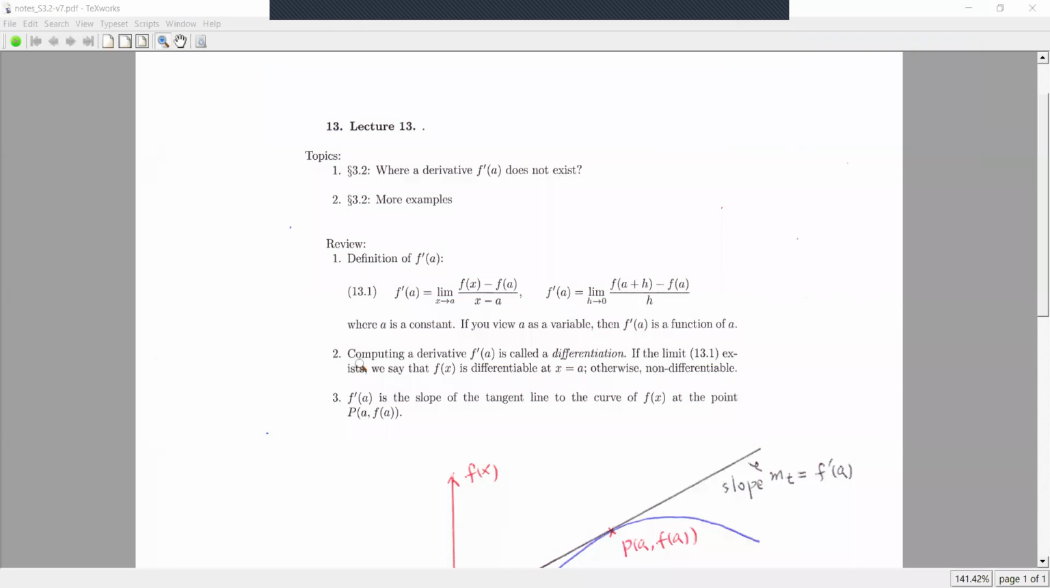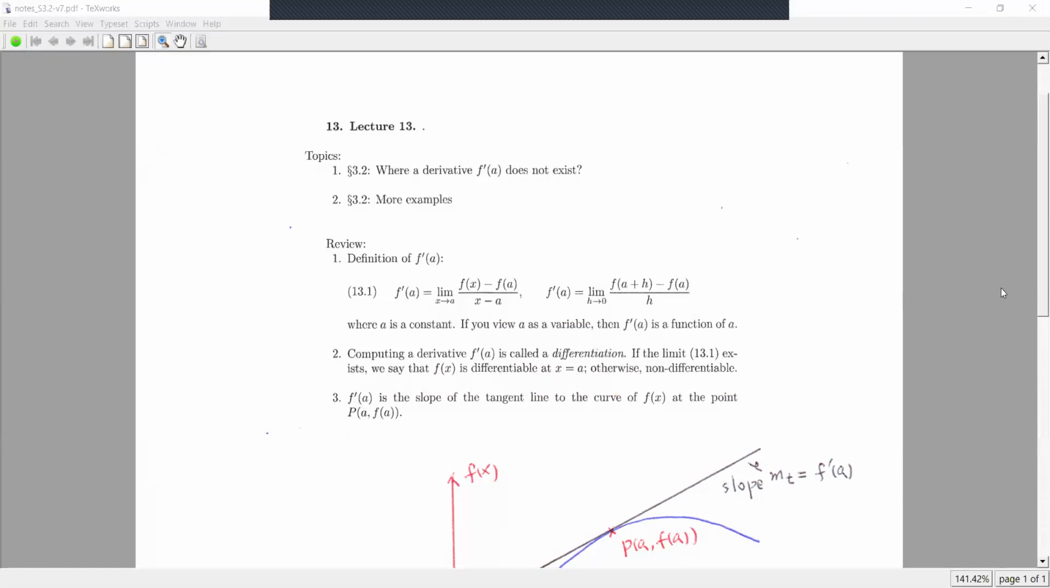Review number 2. Computing a derivative is called a differentiation. Derivative is a limit. If the limit exists, then we say that the function is differentiable at a point A. Differentiable means the derivative at a point A is computable, or the limit exists. Otherwise, we say that the function f is non-differentiable at a point A.